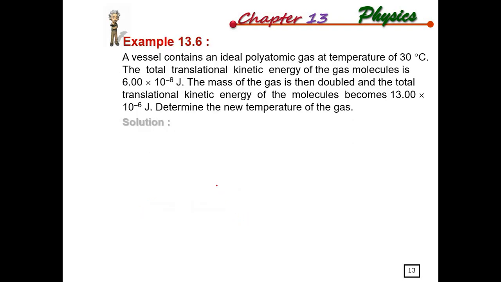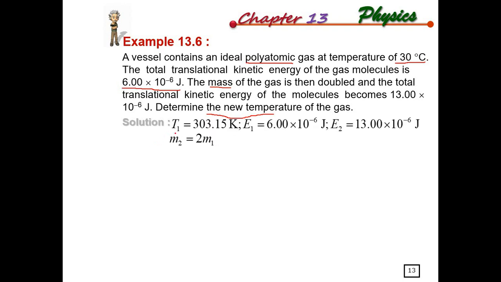Example 16.6. A vessel contains an ideal polyatomic gas at a temperature of 30 degrees Celsius. The total translational kinetic energy of the gas molecules is 6.00 times 10 to the power of minus 6 joule. The mass of the gas is then doubled and the total translational kinetic energy of the molecules becomes 13.00 times 10 to the power of minus 6 joule. Determine the new temperature of the gas.